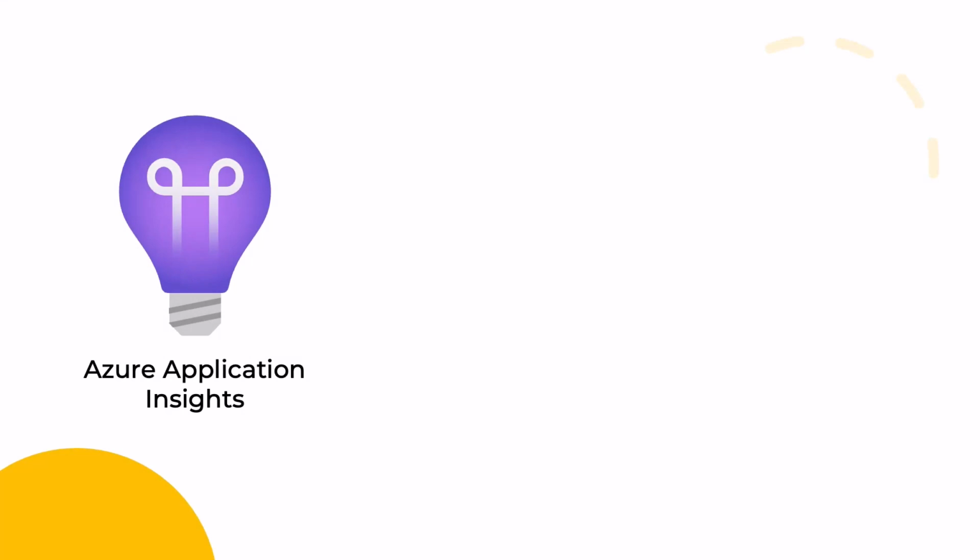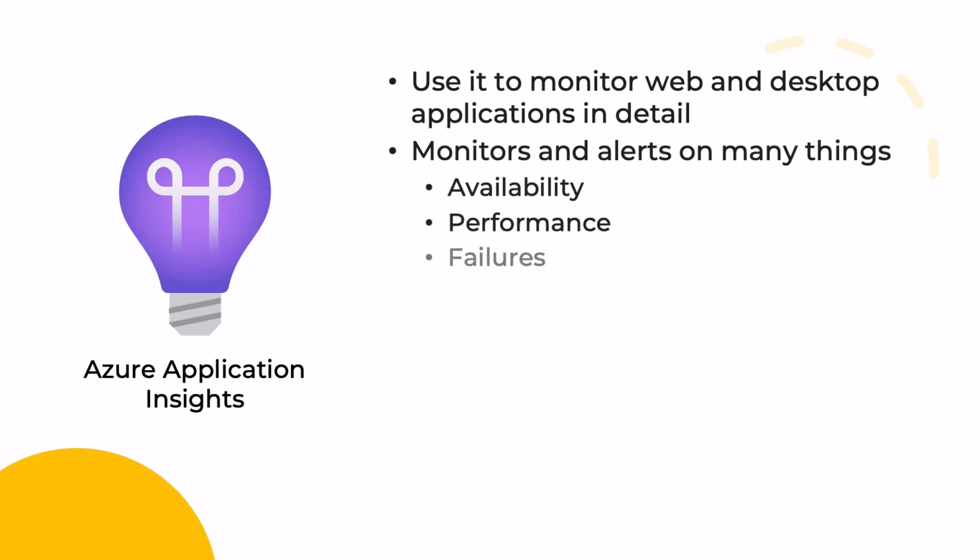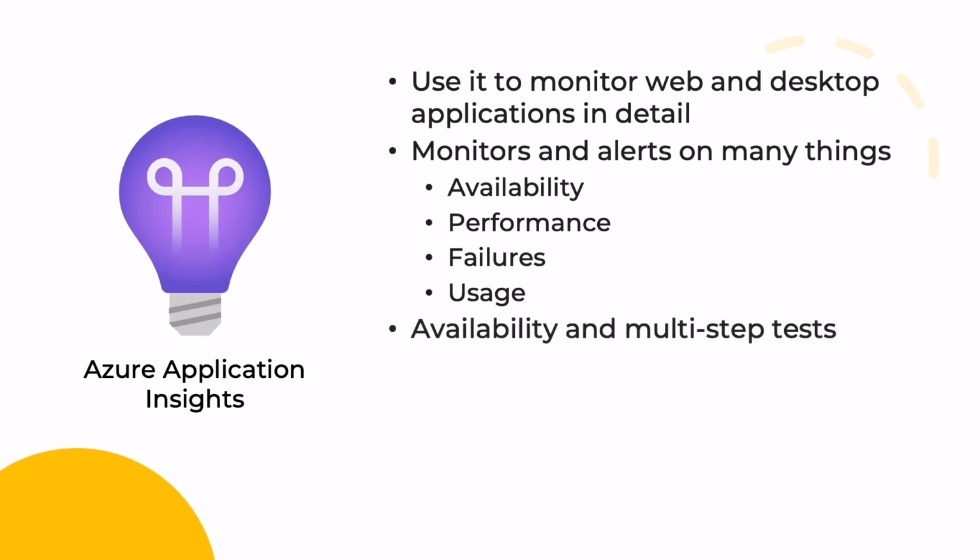Azure Application Insights is technically part of Azure Monitor, a broader service, but that doesn't matter right now. You use Application Insights to monitor a single application. This can be a web and also a desktop app. You can monitor many different things, including availability, performance, even client-side performance, errors and failures, usage and events, and much more. You can use availability tests to be alerted when your application is down, even from a certain region in the world.